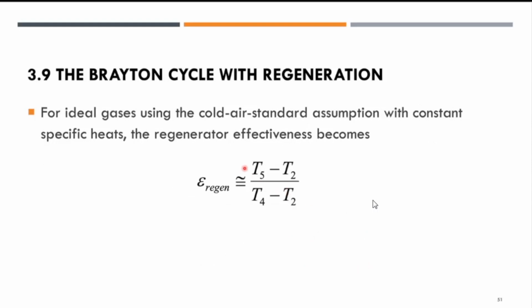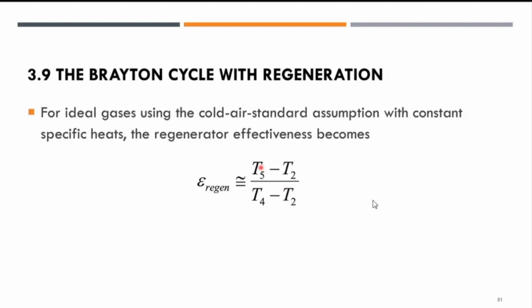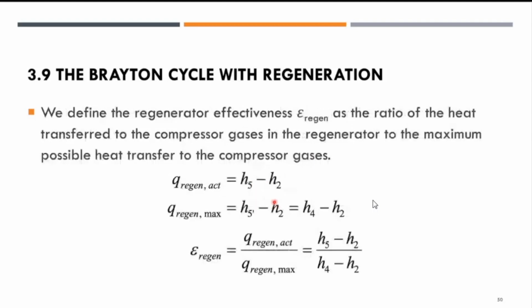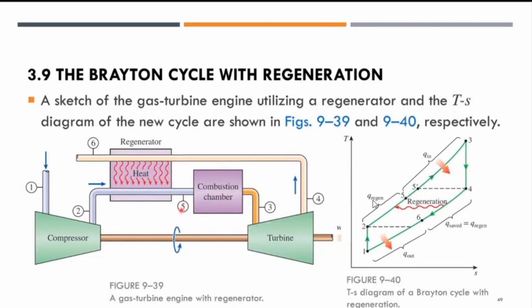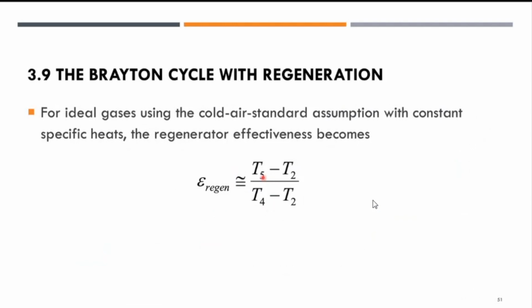For ideal gases, using the cold air standard assumption with constant specific heat, the regenerator effectiveness becomes this expression. Instead of h5 prime minus h2 over h4 minus h2, we can rewrite it as the temperature difference between 5 prime and 2 over 4 and 2. So bear in mind, 5 is the station before it goes to the combustion chamber, right? This is the new thing, okay? And the rest are the same. So 2 is the compressor outlet, 4 is the turbine outlet.